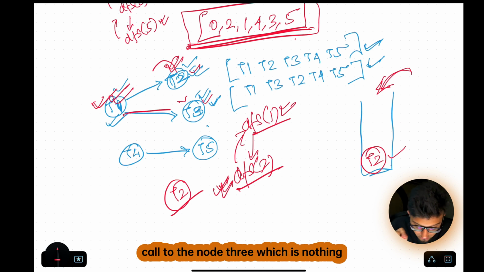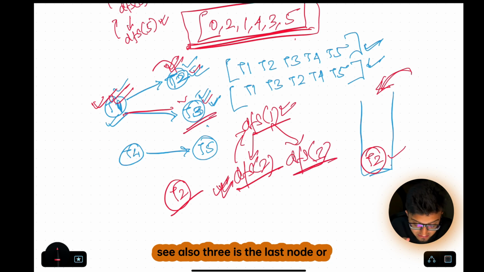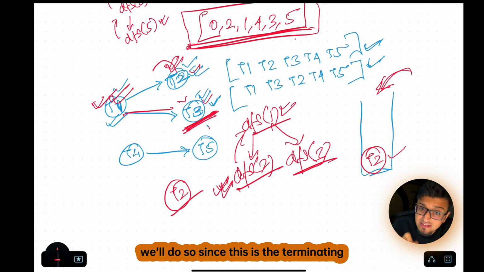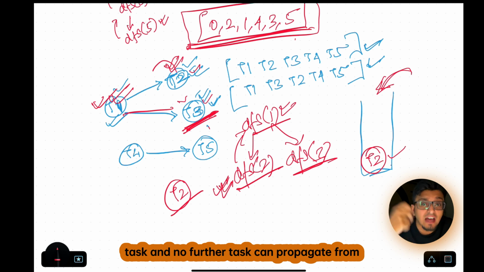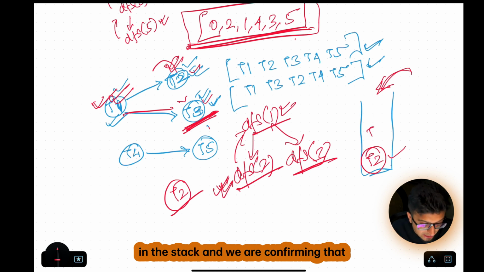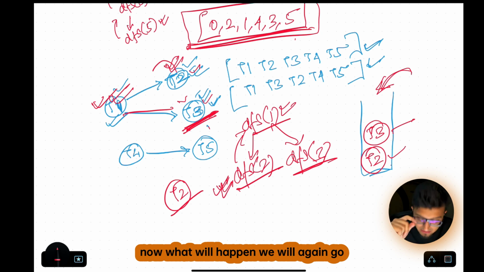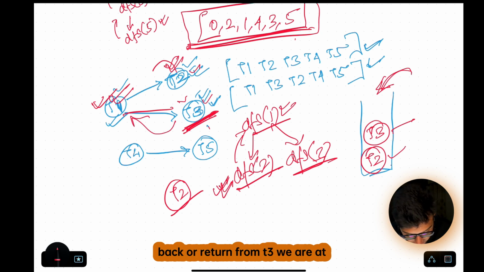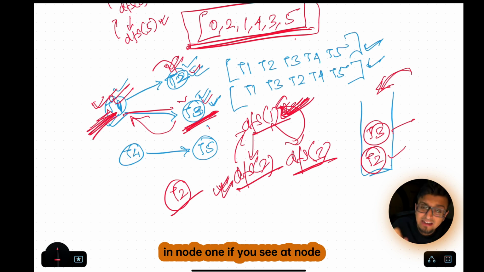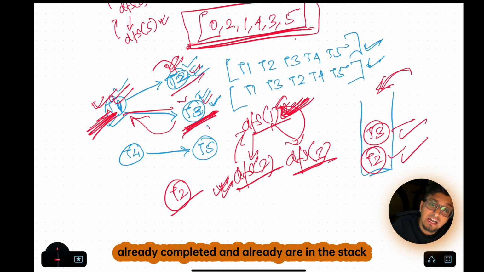Now we make another DFS call to node 3, which is DFS of 3. And here you can see 3 is also the last task for this process. Since this is the terminating task and no further task can propagate from task 3, we push it in the stack, confirming that from T3 no other task can be done. Now we return from T3 and are back at task 1, that is node 1. At node 1, both the tasks T2 and T3 are already completed and already in the stack.